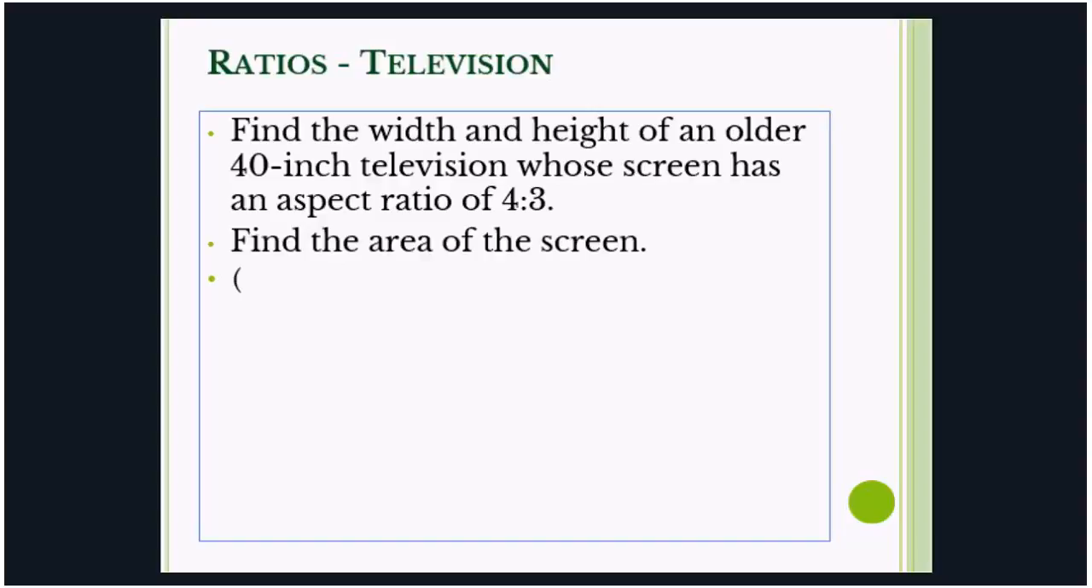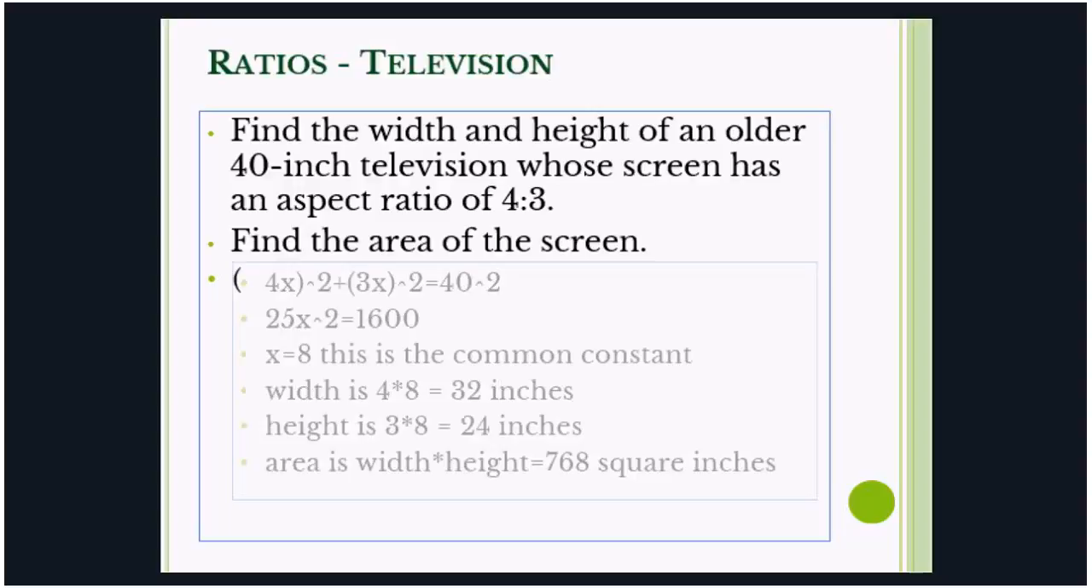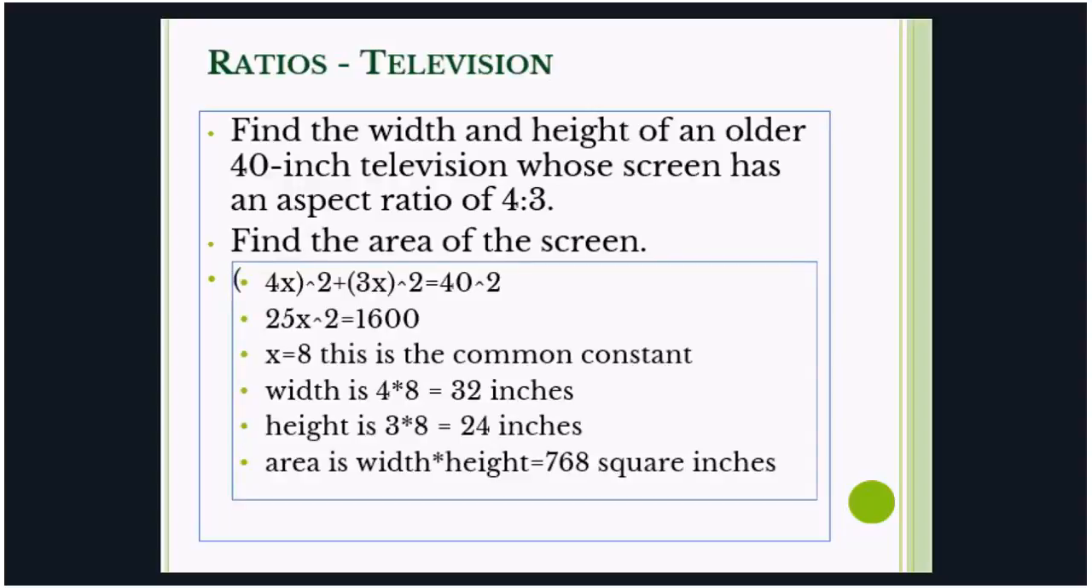Has an aspect ratio of 4:3, and it wants me to find the area. So in order to do this problem, there's several steps that are involved. You want to take your aspect ratio, which is 4x, and you're going to square that, plus 3x, square that, and that should equal 40 squared. So 4x squared plus 3x squared gives me 25x squared, and 40 squared is 1600.